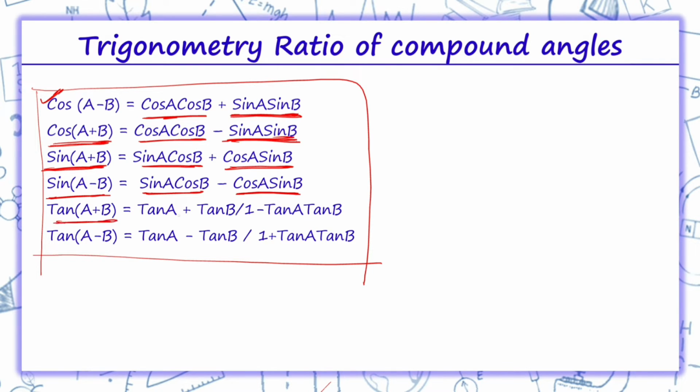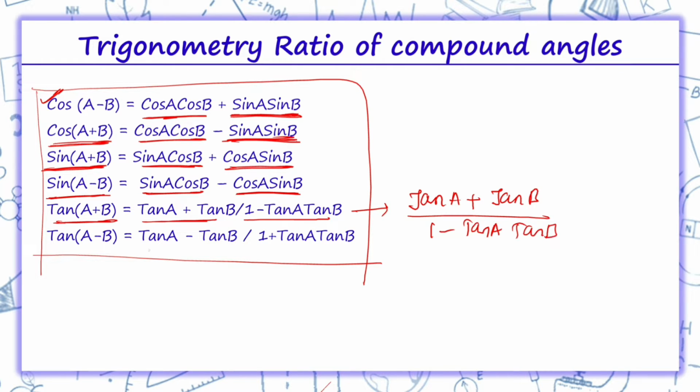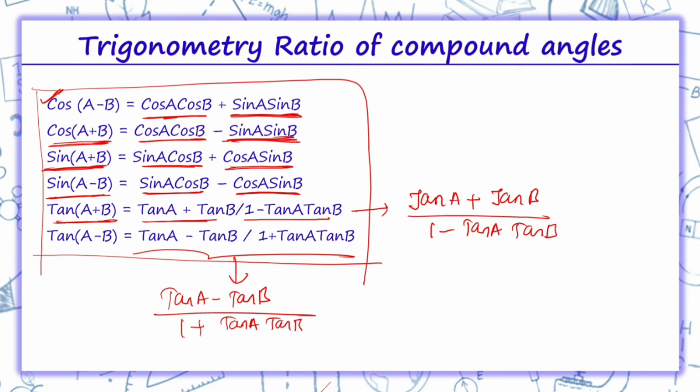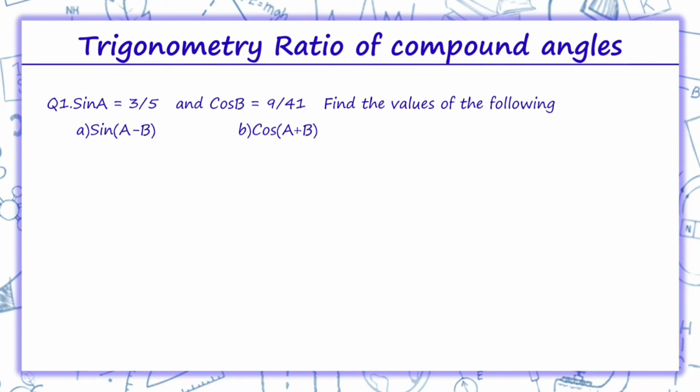Tan(A plus B) is tan A plus tan B upon 1 minus tan A into tan B. Tan(A minus B) will be written as tan A minus tan B upon 1 plus tan A into tan B. Using these formulas only we have to solve certain questions.